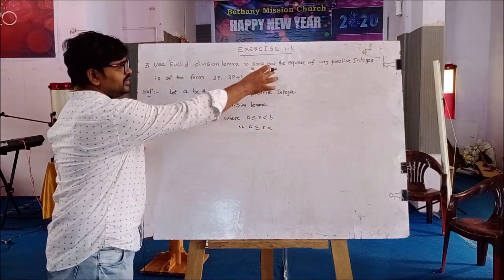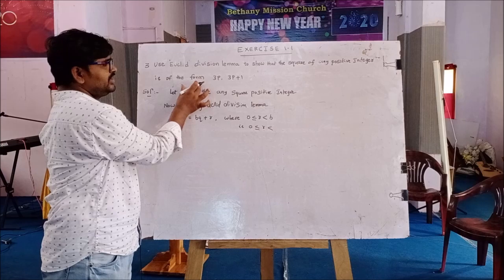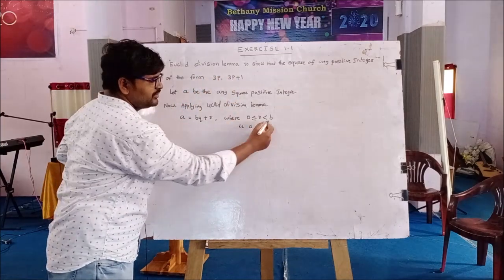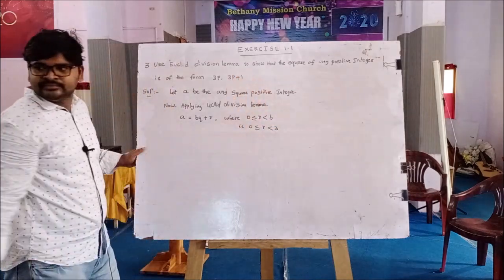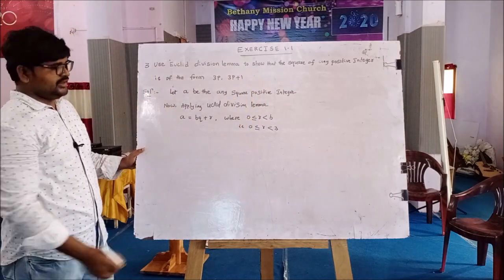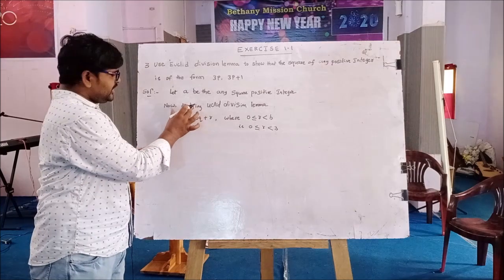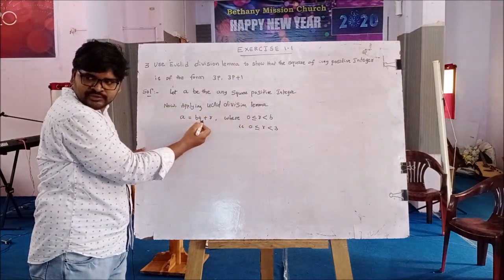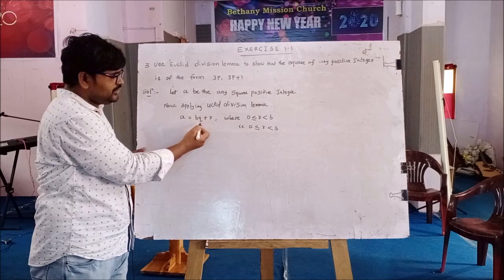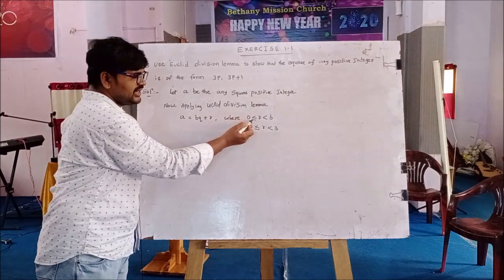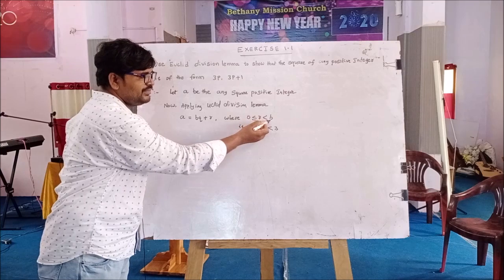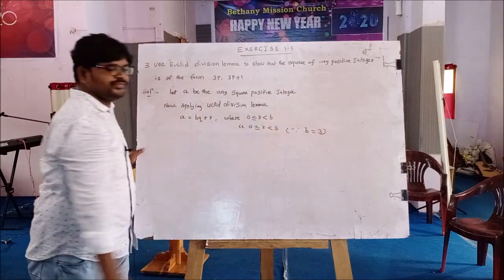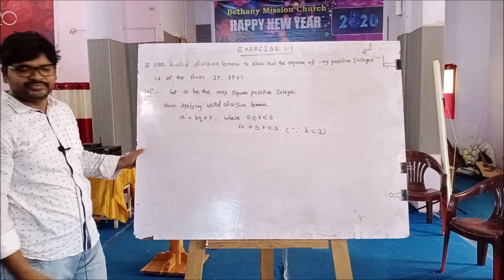According to the problem, the square of any positive integer is of the form 3p or 3p plus 1. So let us take b equals 3. Again, applying Euclid division lemma, a equals bq plus r, where 0 ≤ r < b. Here b equals 3.